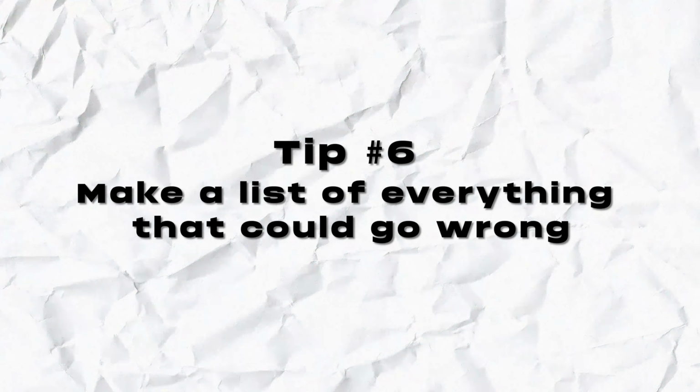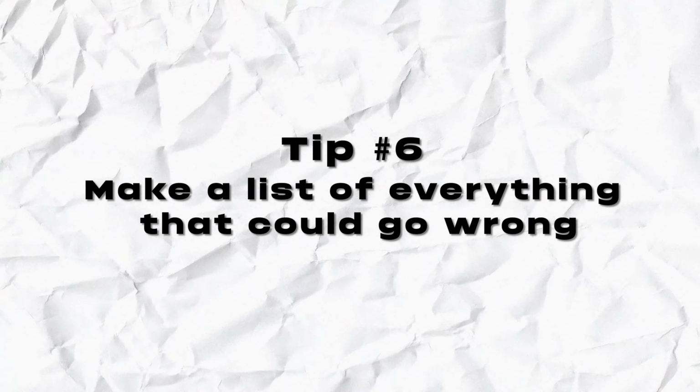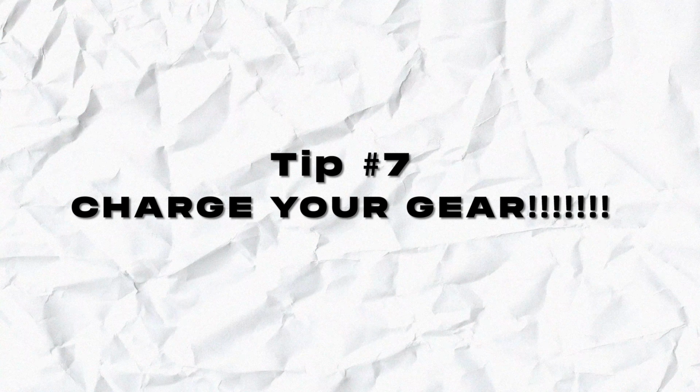Tip number 6, make a list of all the things that could go wrong. For example, if your camera dies, oh, but you made a list of things and you know that you needed to pack another camera battery. Most likely something's gonna go wrong, so I really recommend having a list of all the things that could go wrong so you're prepared.